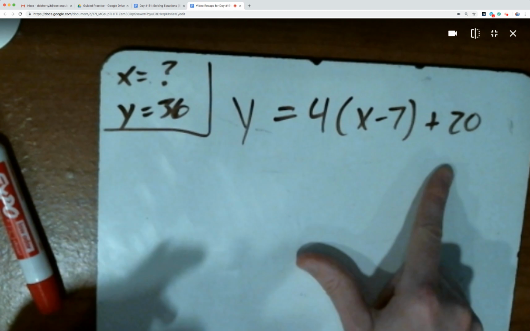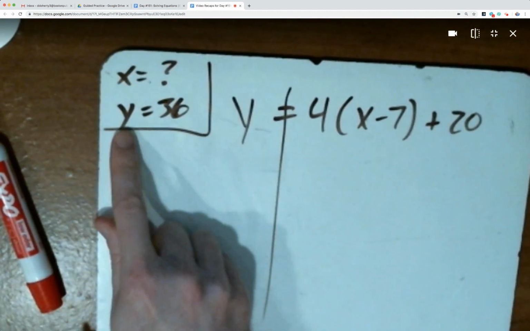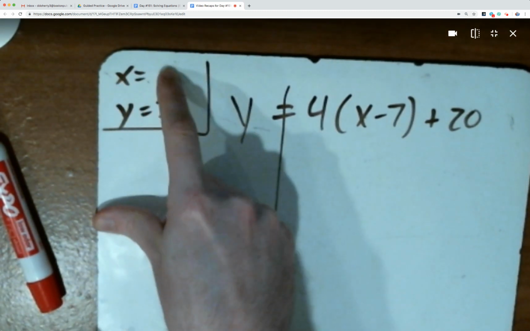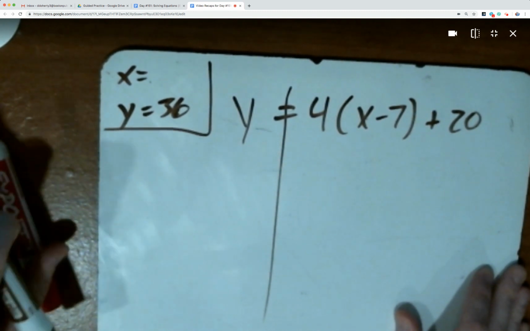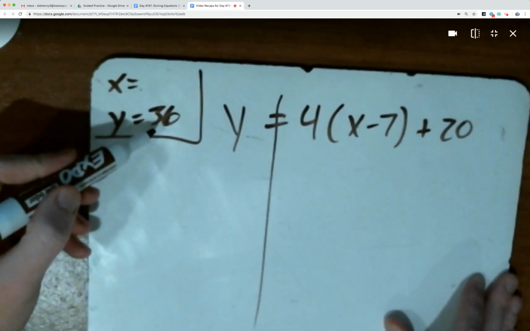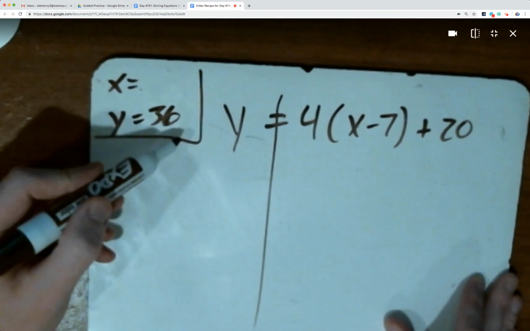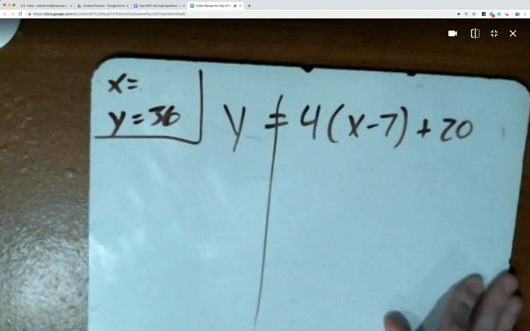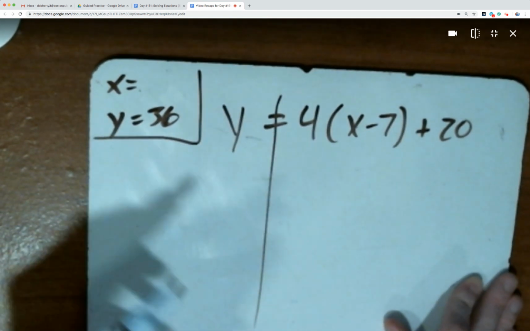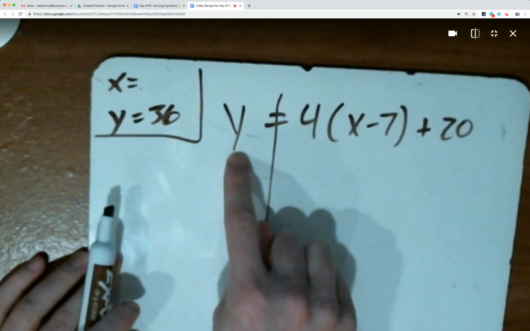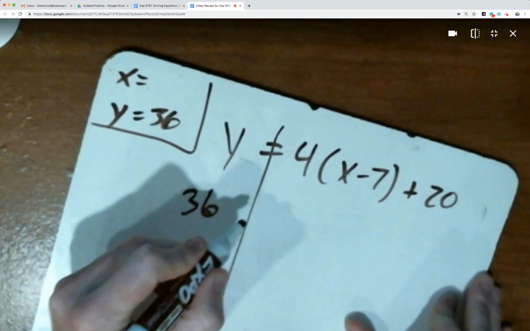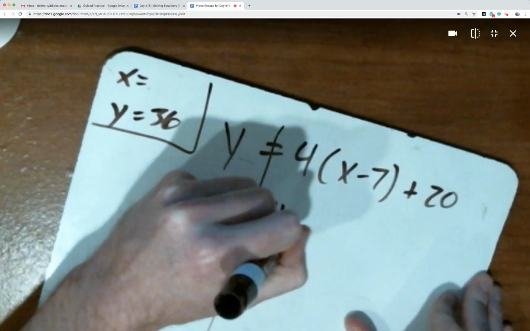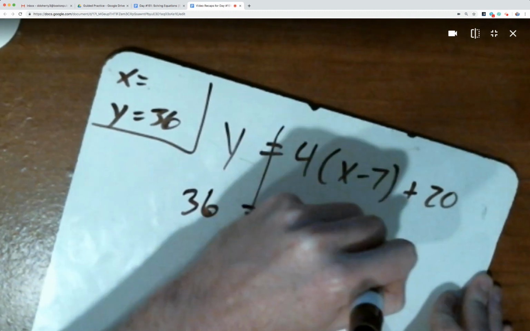Here's the equation, and they say if y is equal to 36, we want to know what is the value for x going to be here. So anytime I know a value for a variable or more than one variable, I'm going to substitute that value into the equation to simplify the equations. Here, y appears only once on the left side, so I'm going to replace the y with 36. And that's still going to be equal to 4 times x minus 7 plus 20.